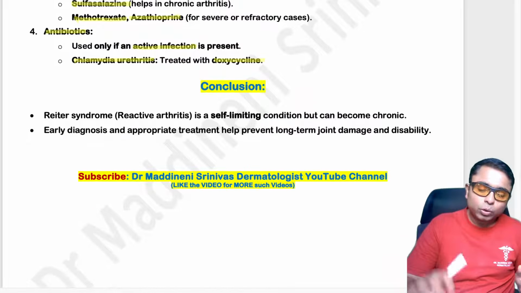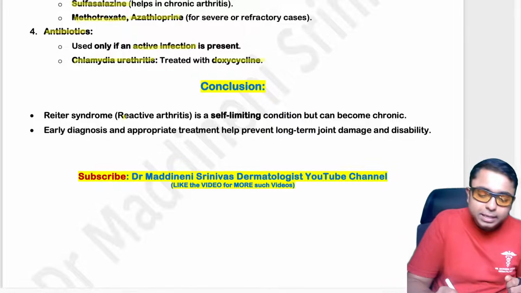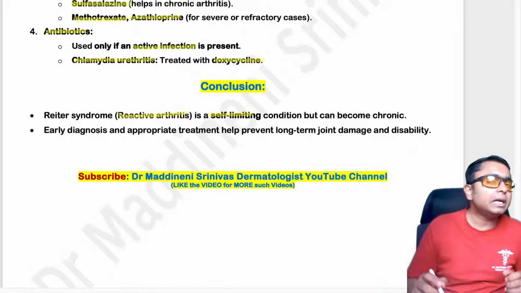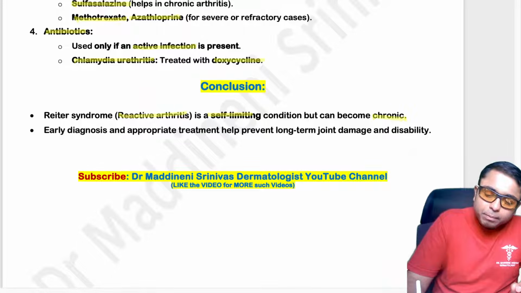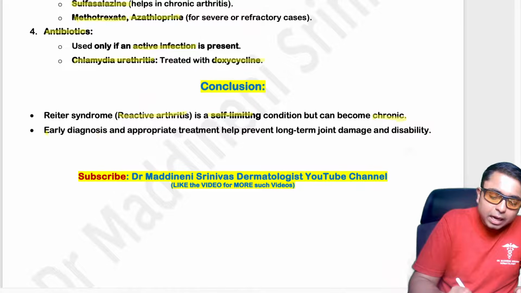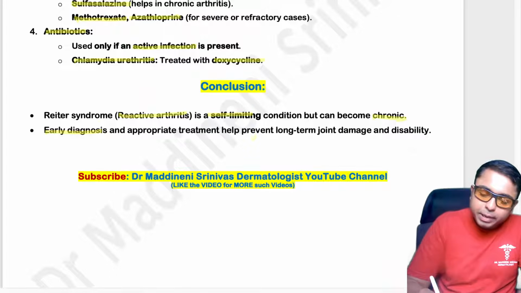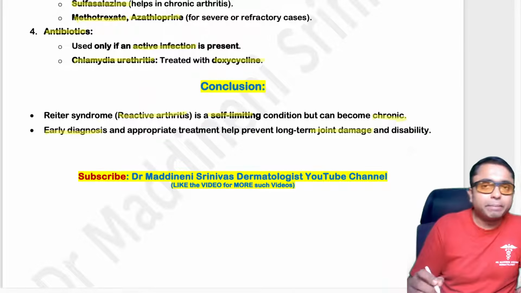So to conclude, Reiters syndrome, better called reactive arthritis, is a self-limiting condition but can become chronic at times, and early diagnosis and appropriate treatment help prevent long-term joint damage and disability.